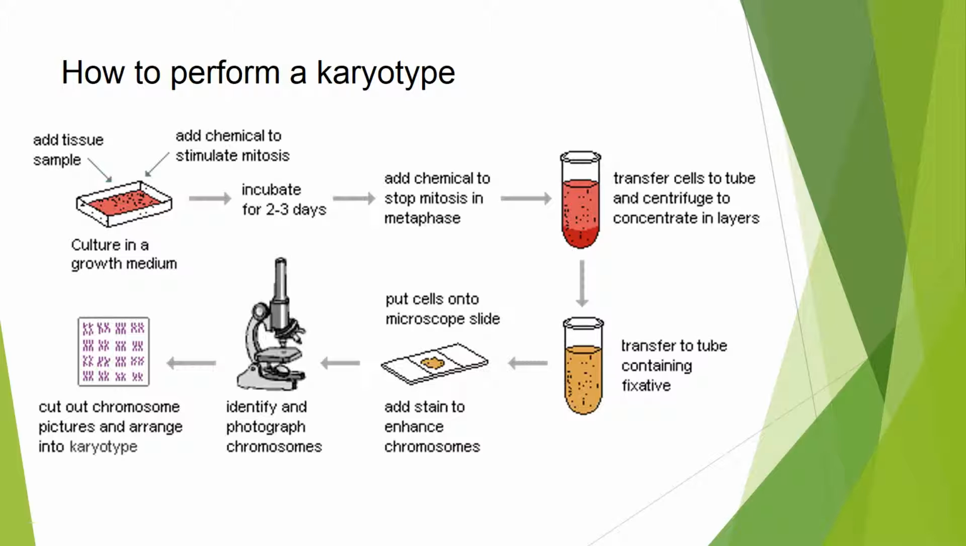Next, we treat with a hypotonic solution and then fixate the cells so that we can put them on a slide and we stain them so that we can visualize them under the microscope. If it was heterochromatin, it would be darkly stained because it's tightly packed. If it's euchromatin, it would be lighter because it's lightly packed. And then now here we have a karyotype that we can use for visualization of genetic disorders, gene mutations, or chromosomal aberrations.